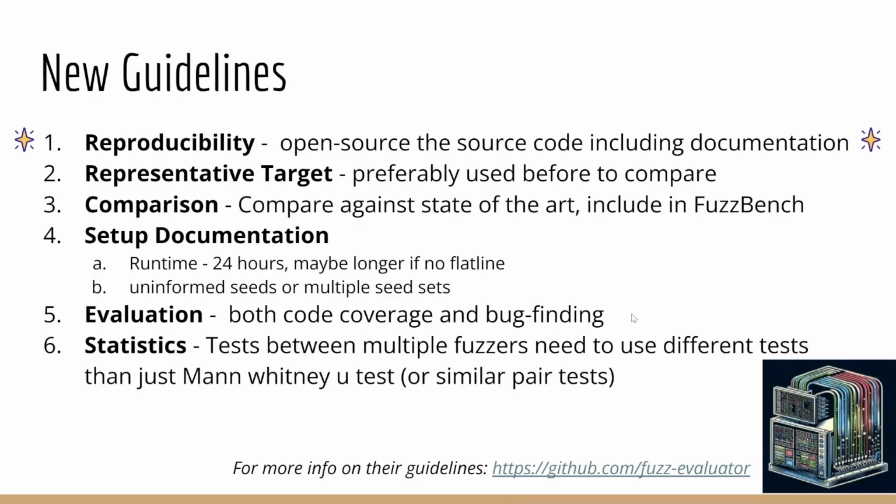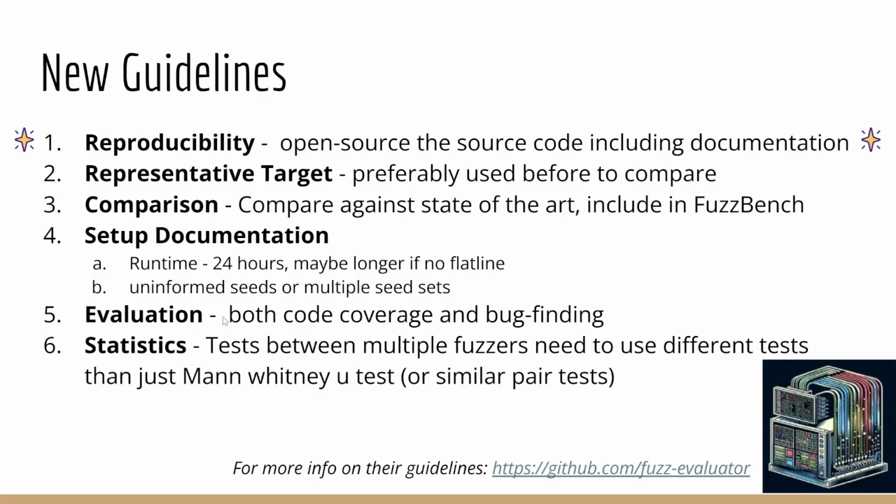The key guideline that they focused on was reproducibility: open sourcing the source code and including documentation. They said fuzzers should pick representative targets that they can use to compare two different fuzzers. Furthermore, they're really keen on that documentation. Once again, document that setup. What's the runtime? What's the type of seeds you use?